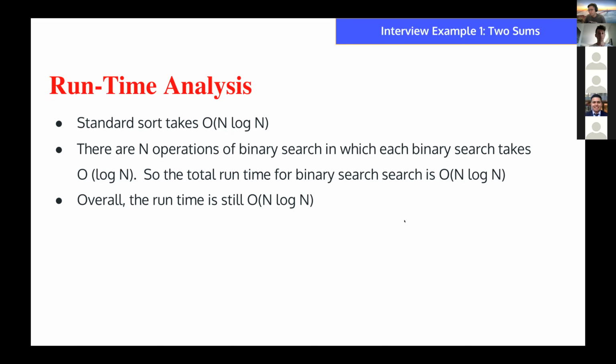So moving on to the runtime analysis. As you can imagine, the standard sort takes O of n log n, and then we're doing n operations of binary search, in which each binary search takes O of log n time. So the total runtime of the binary searches is also O of n log n. In total, you have O of n log n for both sort and binary search, and because they're equal, the runtime still comes down to O of n log n.